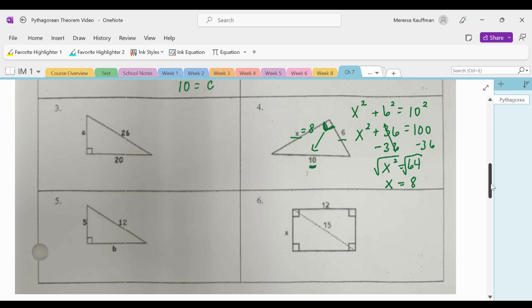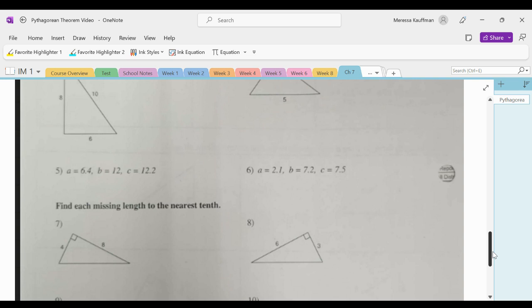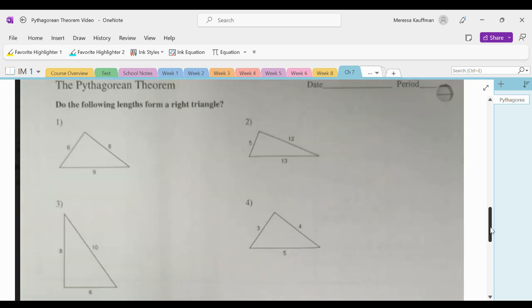Okay, we're going to skip down to a couple more here. Do the following lengths form a right triangle? So remember to read this carefully. We want to know, this one looks like the right angle, right? So that means this would be my longest side. So does 6 squared plus 8 squared equal 9 squared?